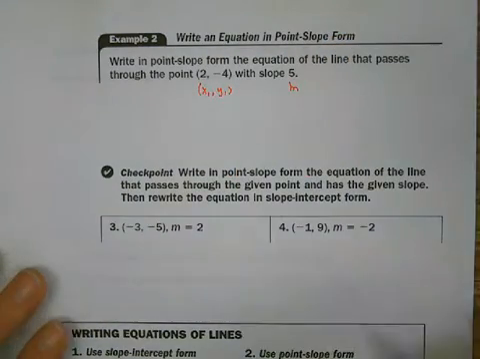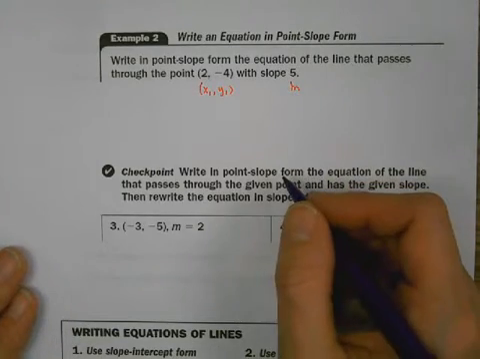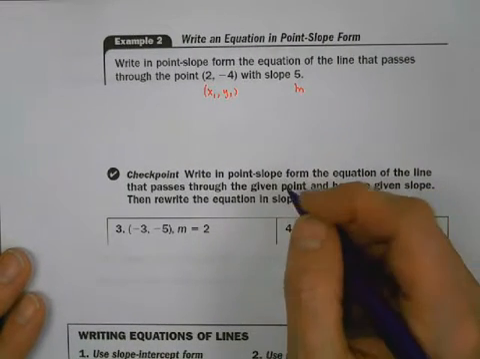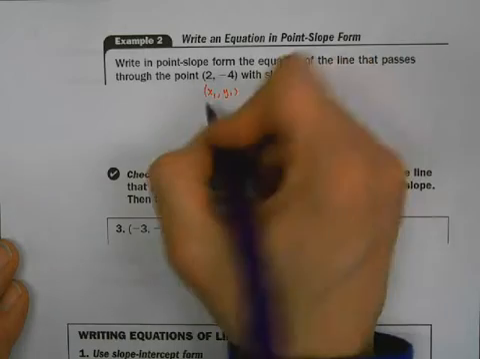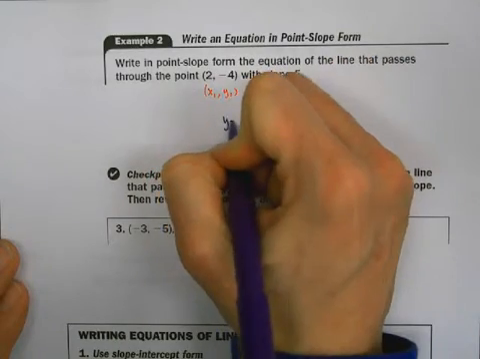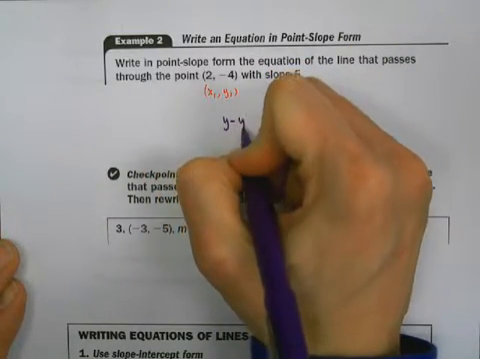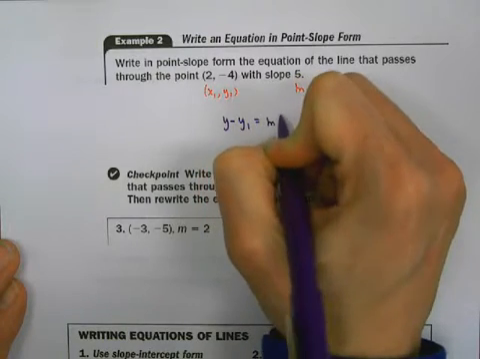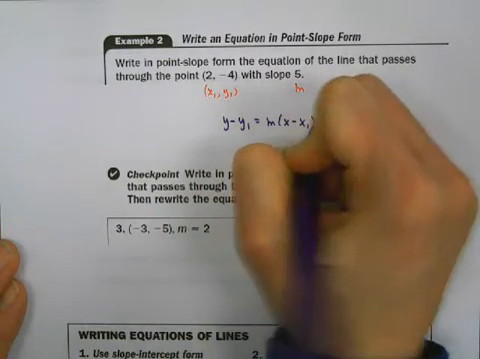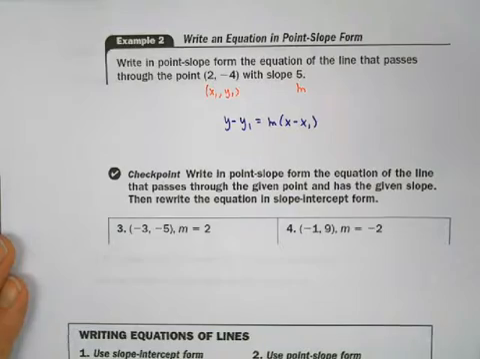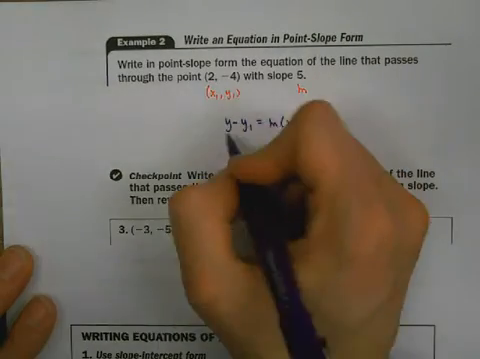So they're giving you your x1, y1, your point, and your m value. All you need to be able to do is plug it in. The biggest piece here is knowing the correct formula for point slope form. Again, I'm going to write it over and over so I remember it: y minus y1 equals m times (x minus x1). And now all I have to do is substitute.